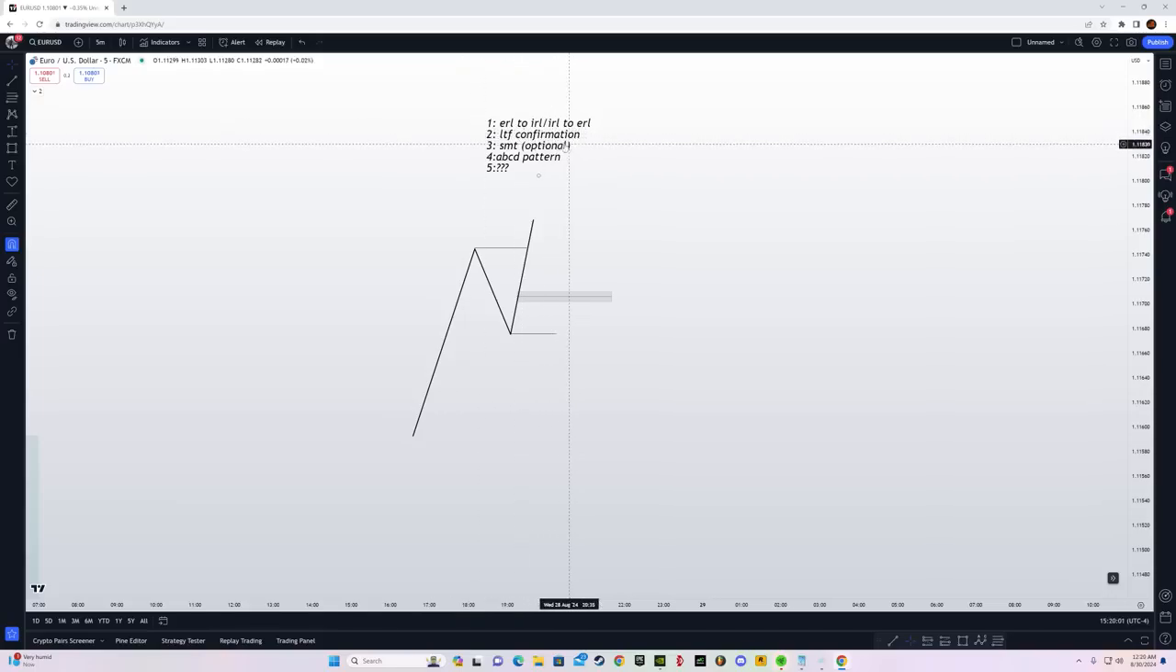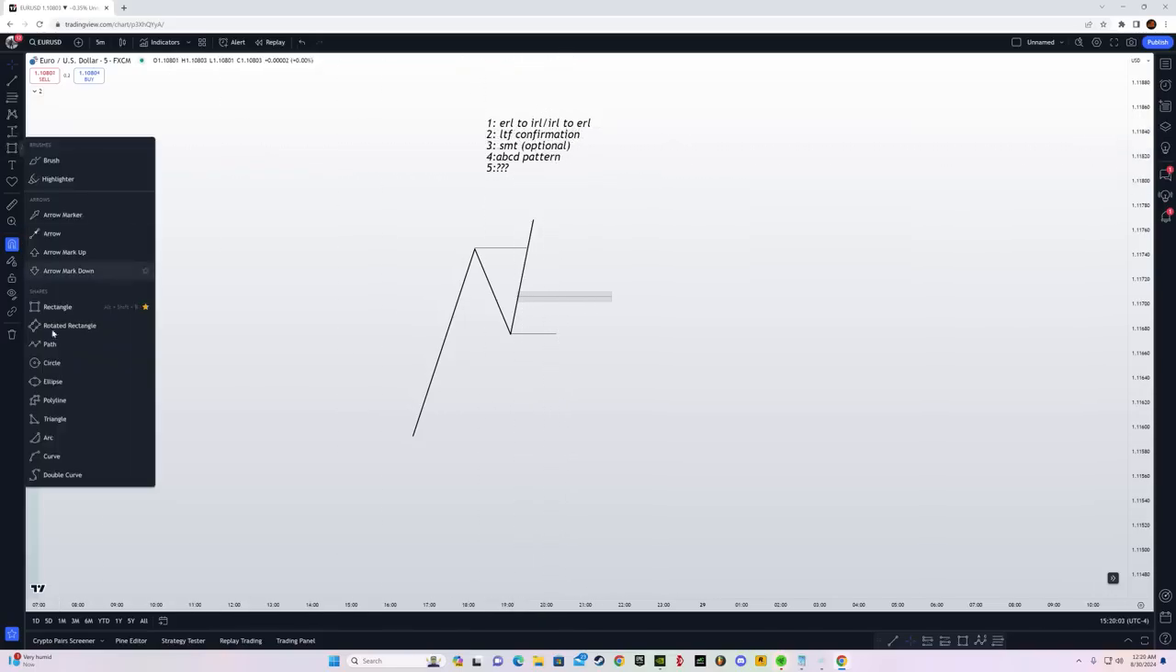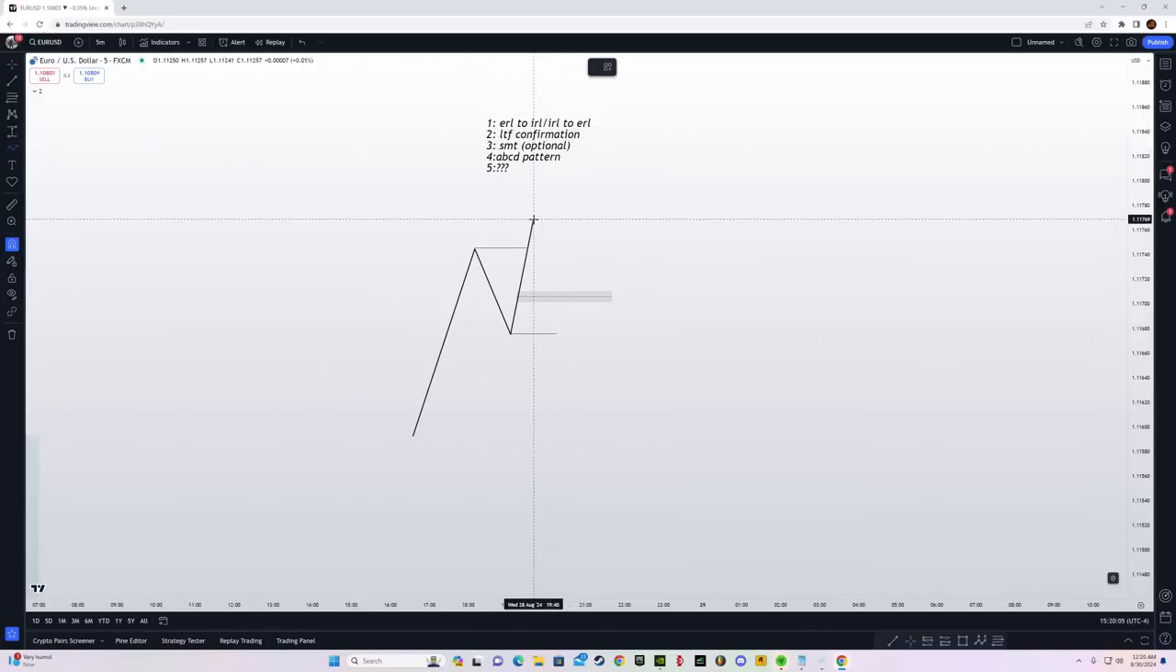The number 2 part of the strategy is we're going to look for a lower time frame confirmation, and this is how it's going to look. All we need to see is a market structure shift on the 1 hour time frame. So I'm going from the daily time frame to the 1 hour, and basically we have the market structure shift.